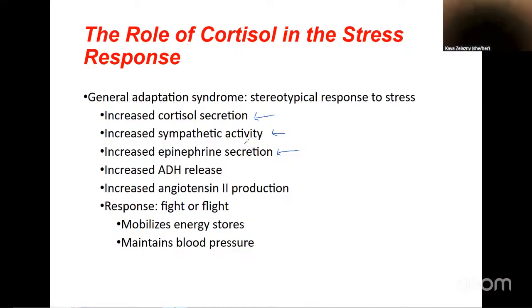We're also going to be releasing even more hormones from other parts of the body. So we have ADH and angiotensin 2. We're going to see that these are involved with blood pressure as well later on when we talk about how we regulate blood pressure, largely using the kidneys. And our overall goal, right, is to be able to fight something or to run away from something, which means we need lots of ATP, right? So that's the mobilization of energy stores piece. And also, we want to maintain blood pressure.